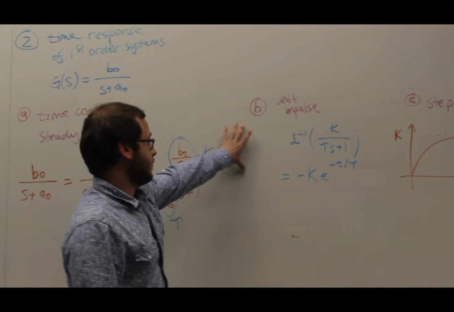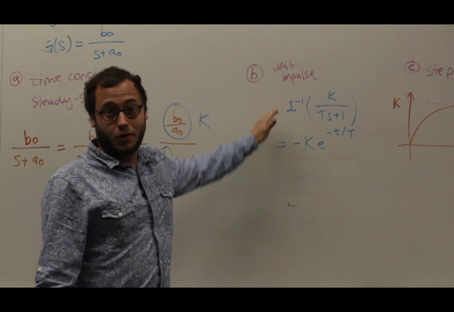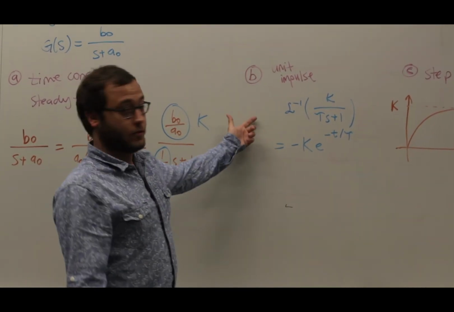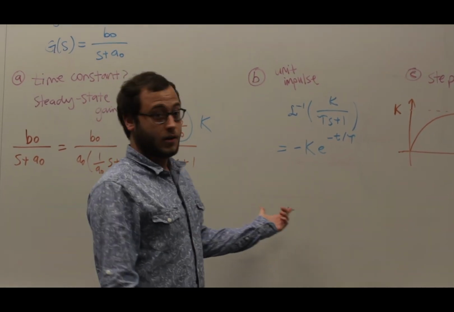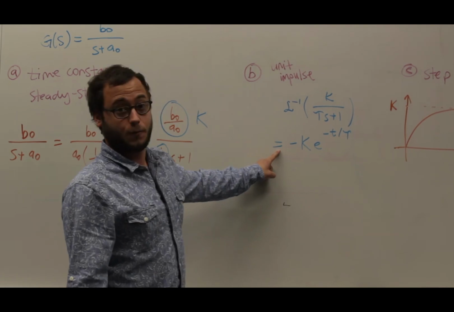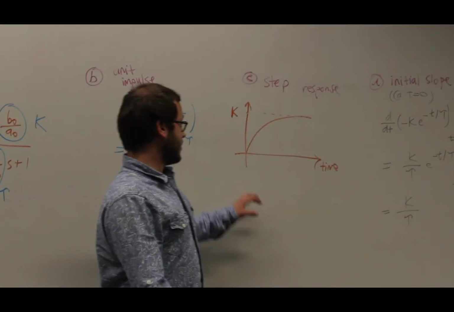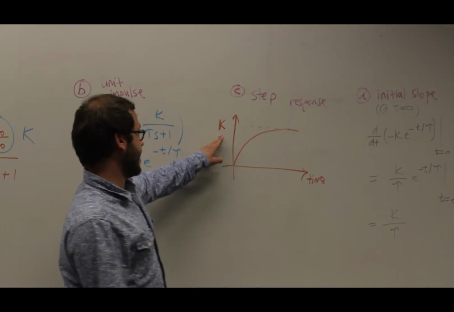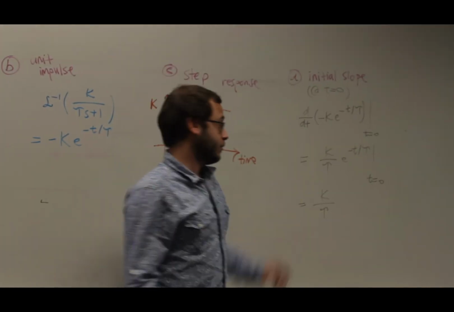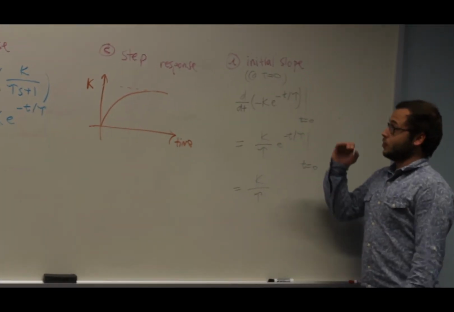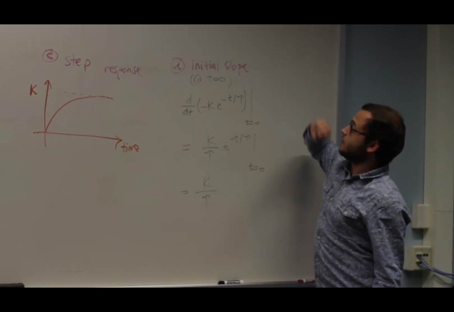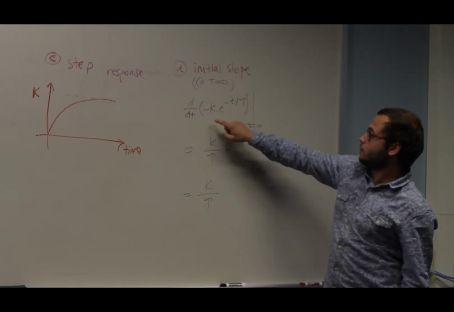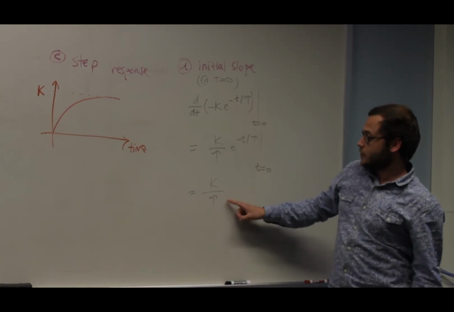The unit impulse is just the inverse of the Laplace transform. You can look at the tables. And for example, for the first order system, if you have k over tau s plus 1, the inverse of the Laplace is this. The step response is pretty easy for first order systems. It's just the gain, k, initial slope. Let me go this way, which means we're going to take the derivative of the differential equation and evaluate it at t equals 0. For the first order system, it's just k over tau.